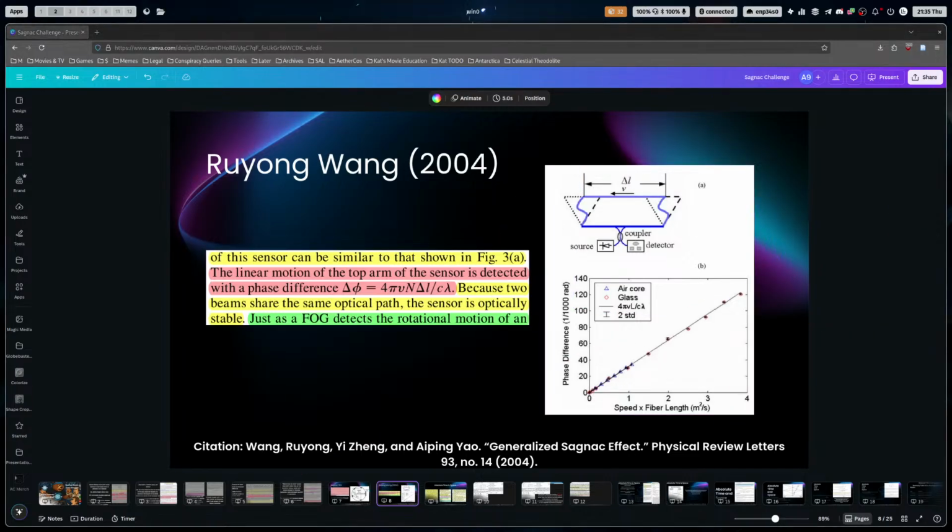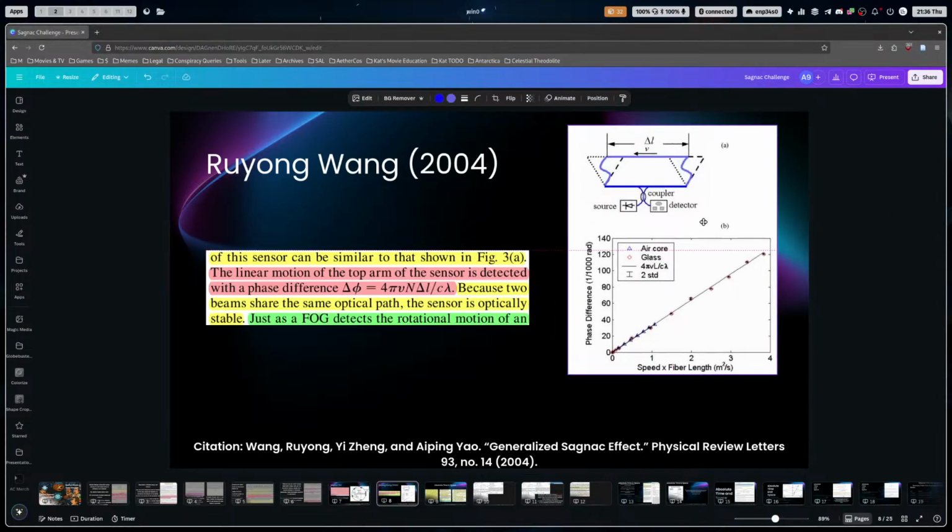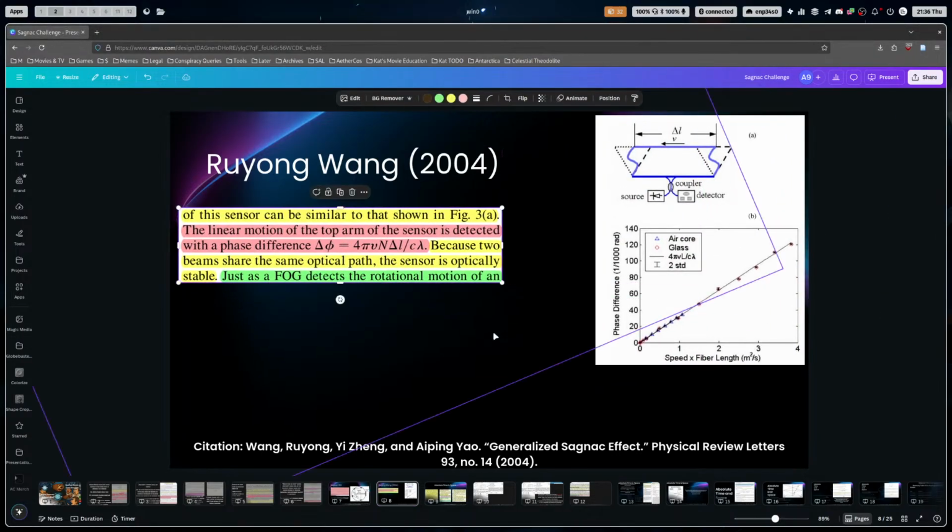That statement there, "the linear motion of the top arm of the sensor is detected with a phase difference delta phi," violates the main principle of relativity. You cannot detect a linear motion from inside the system. Agreed. And yet we're looking at a graph of linear motion being measured. Wang is wrong. We're looking at a measurement of linear motion being measured. No, we're not. We're reading a paper where Wang has misunderstood what he's done. Oh, okay? So wait one second.